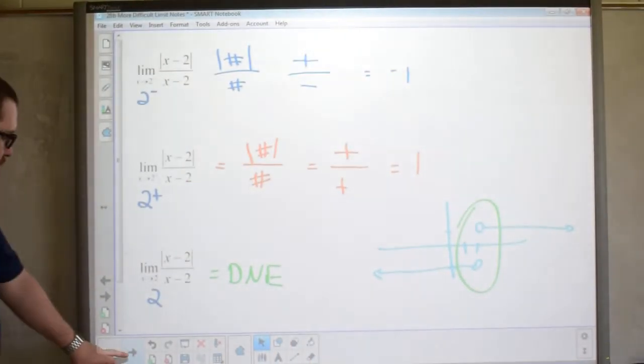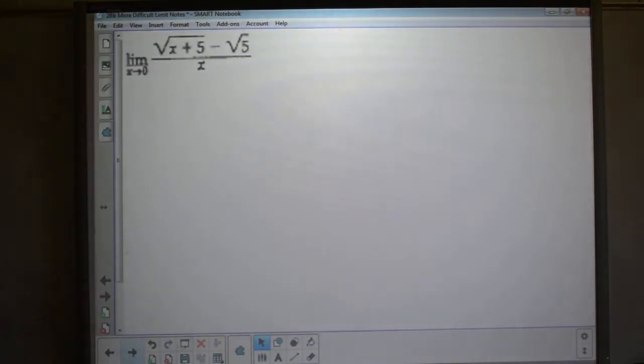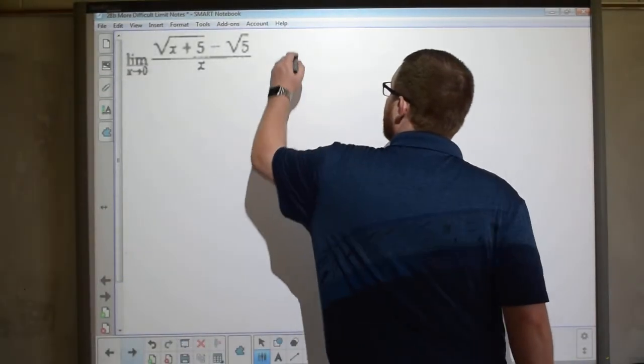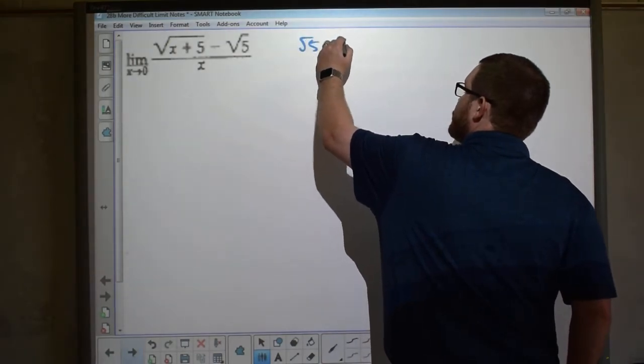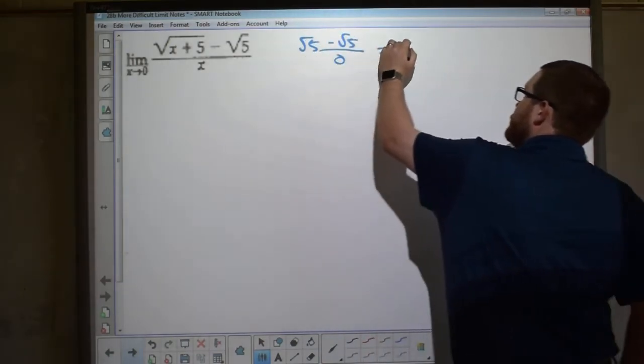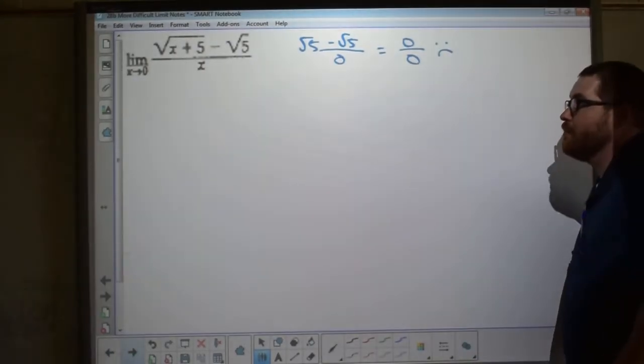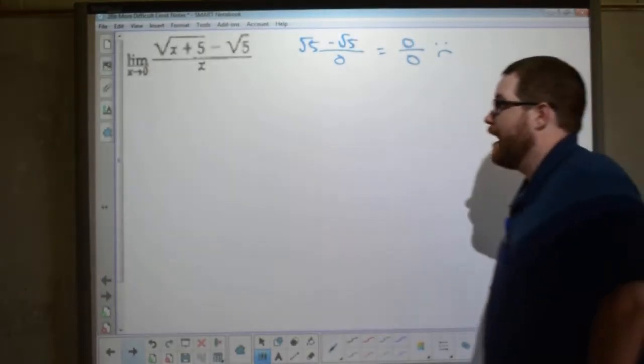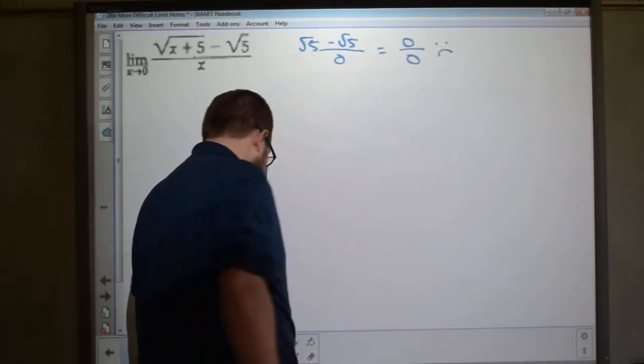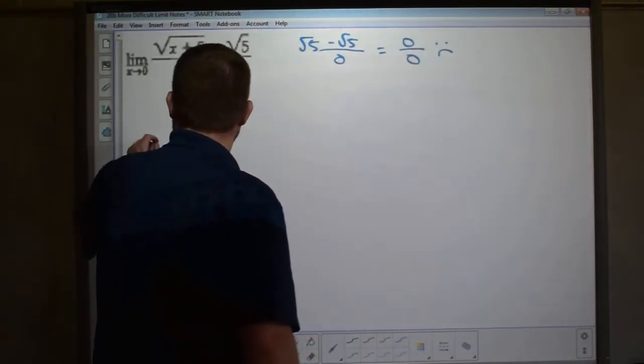Let's try one more. This is the tricky one. If you plug in 0, on top you get square root of 5 minus square root of 5 over 0, which is 0 over 0. That makes me sad. It's an indeterminate form. I don't know what the answer is. I can't factor anything.